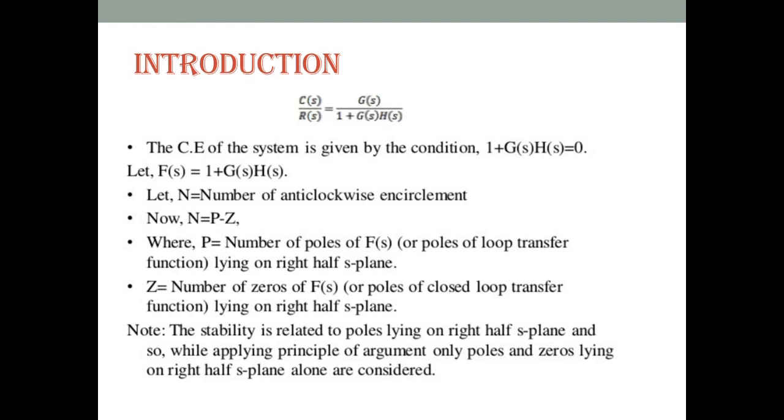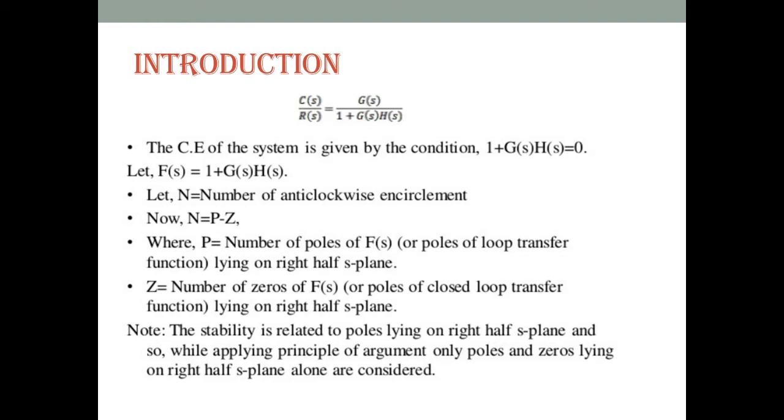Now, the closed loop transfer function C(s)/R(s) can be defined as the ratio of G(s) by 1 plus G(s)H(s), where G(s) is the forward path transfer function and H(s) is the feedback path transfer function. Now, the characteristic equation can be obtained as 1 plus G(s)H(s) equal to 0.